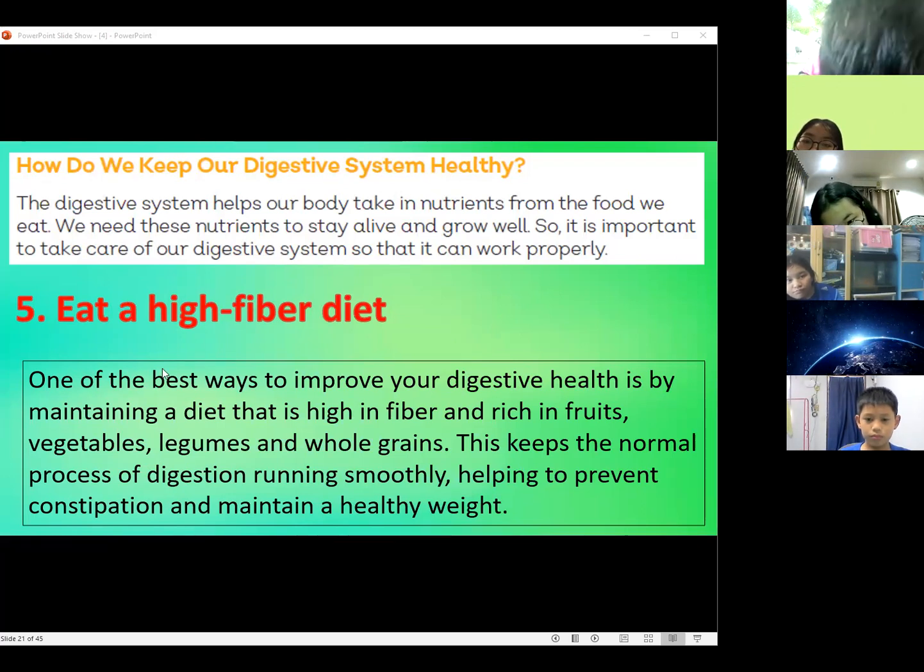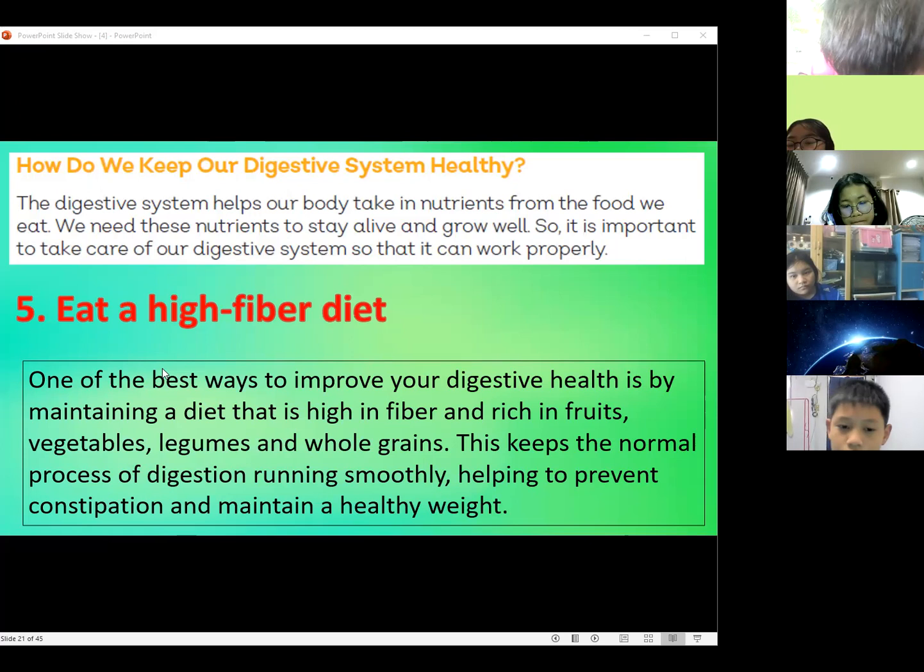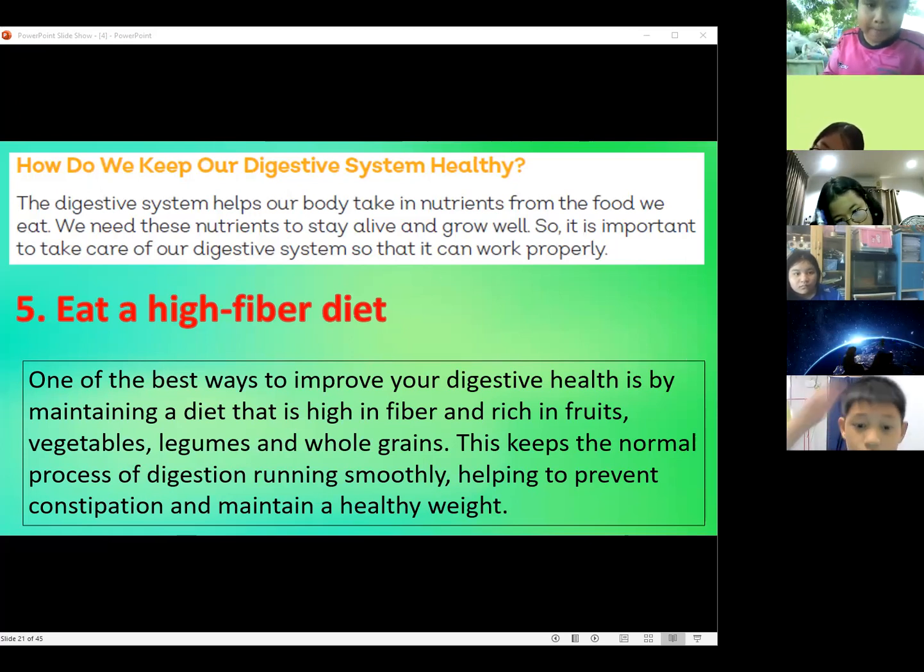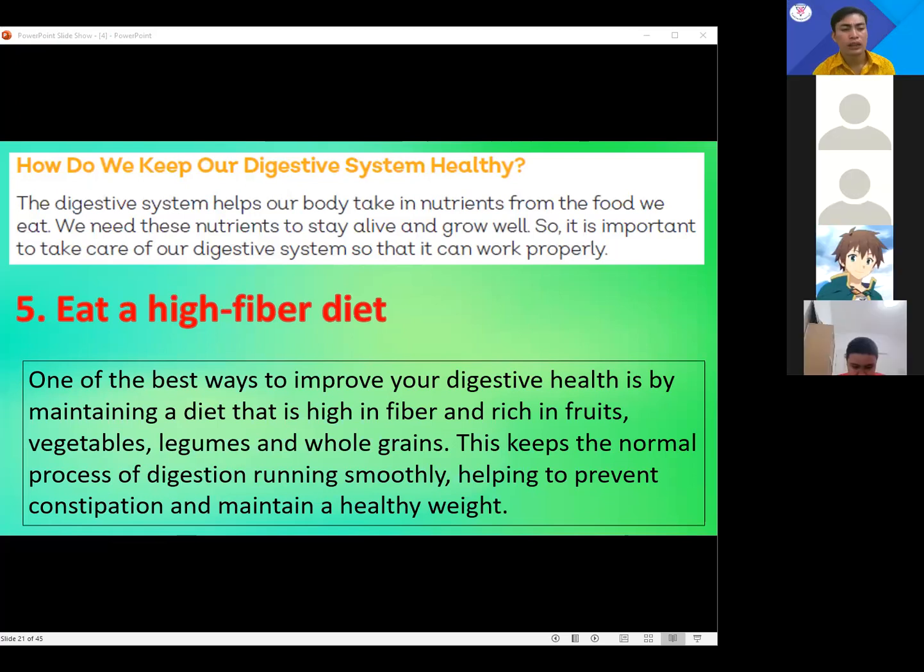So number five is eating a high fiber diet. Okay, copy this. Eat a high fiber diet. What are the foods that are rich in fiber? The foods that are rich in fiber are fruits, vegetables, legumes, and whole grains. Okay, so this is the best way to improve our digestive system health. We need to eat food that is rich in fiber. Okay?